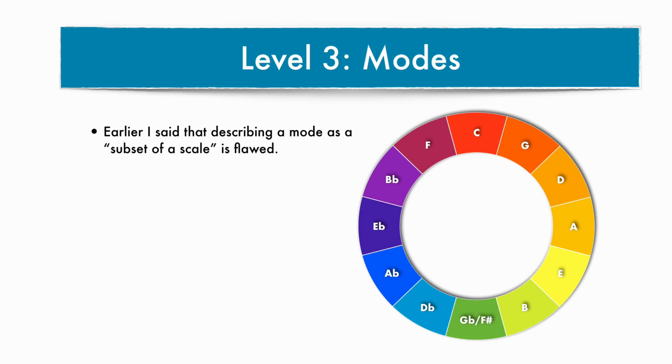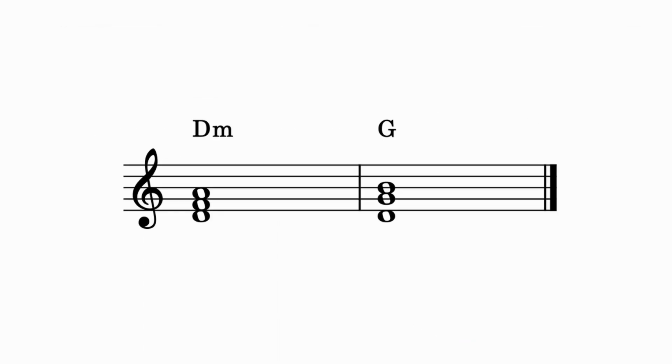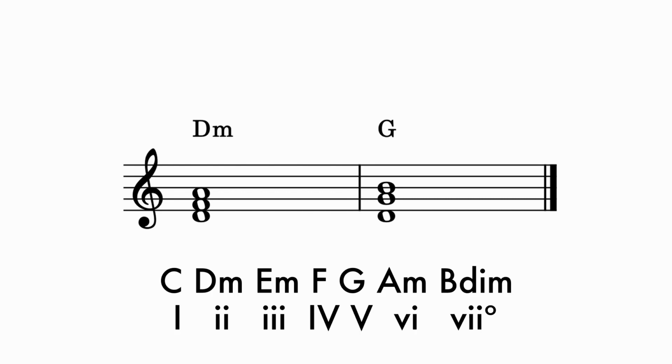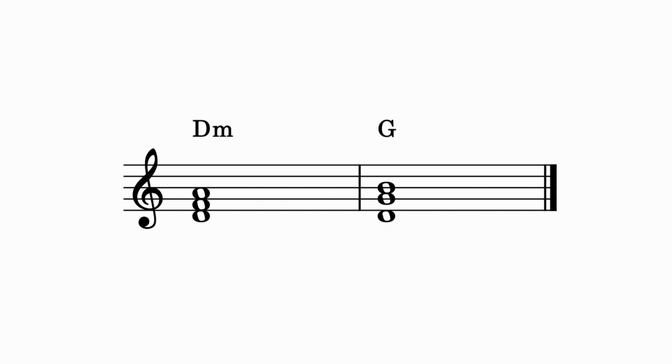A good example of this would be to change between the chords D minor and G. One analysis could be that we're going between chord 2 and chord 5 of a C major key. But if those two chords just continue to loop, it becomes quite clear that the home note of this key is D.